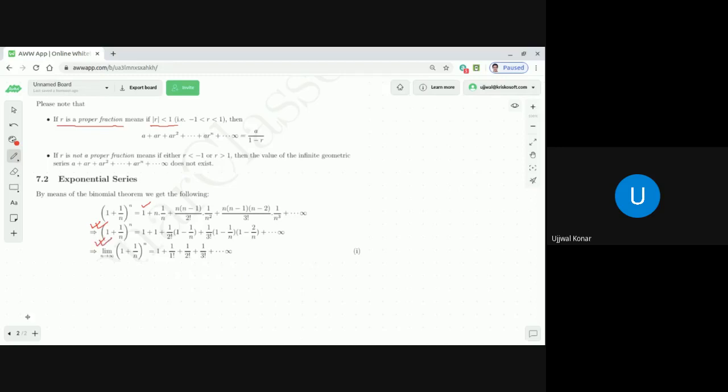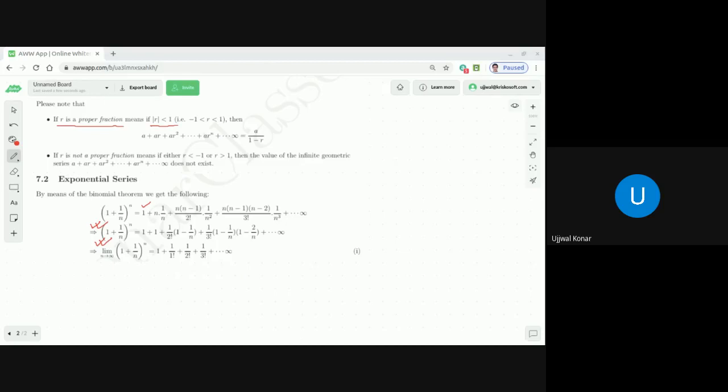So what is the exact purpose of my discussion about this particular series called exponential series? This equation 1, what you are seeing now, dear students, we see that the limiting value of 1 plus 1 by n power n as n tending to infinite is an infinite series, correct or not? Clear or not clear?